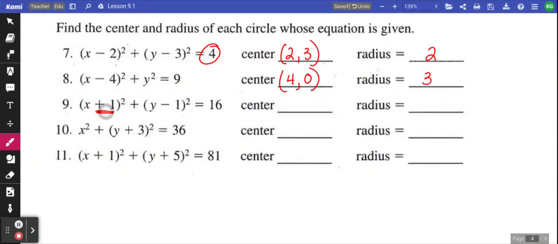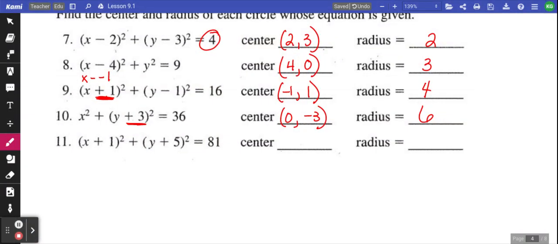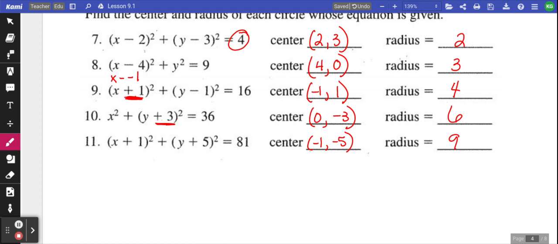The next one, this is a plus, so it must have come from x minus negative 1. And then y minus 1, and the square root of 16 is 4. The next one is just x, so it's 0 comma. This is a positive 3, so it must have been y minus negative 3. And the square root of 36 is 6. The last one, x minus negative 1, y minus negative 5, and the square root of 81 is 9.